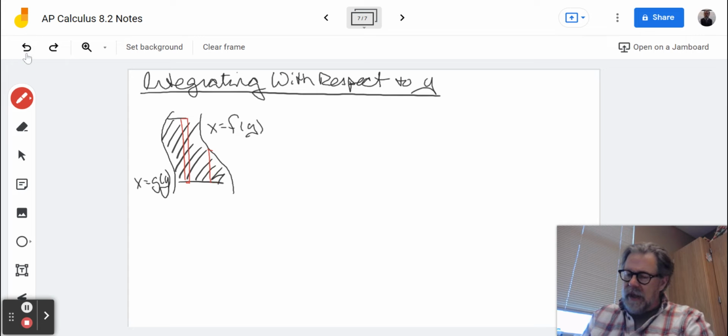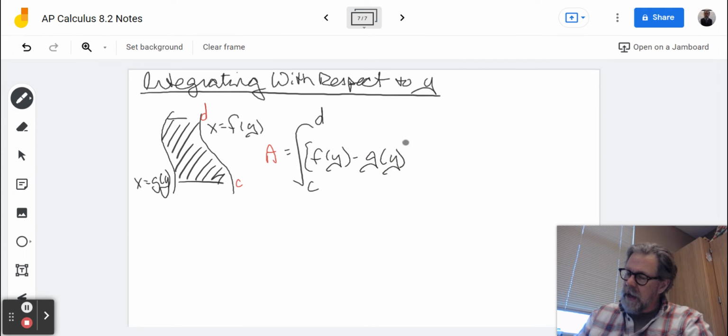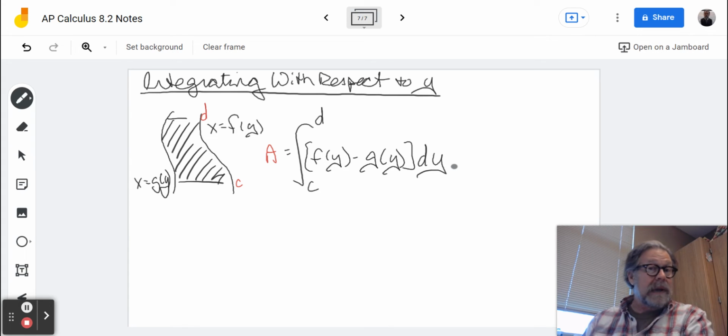So what we do in this case is we change up and we just say, well, let's have the fact that we have two functions, x equals f of y and x equals g of y, and we are starting at height c and going to height d. So this area becomes the integral from c to d of f of y minus g of y dy. Hey, guess what? It's exactly the same. There's no difference. Everything is in terms of y instead of in terms of x.